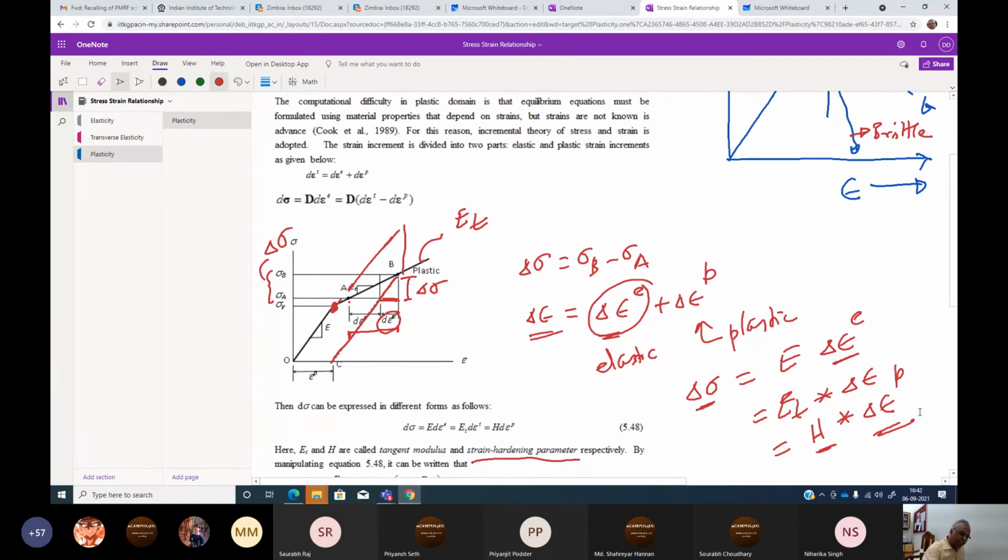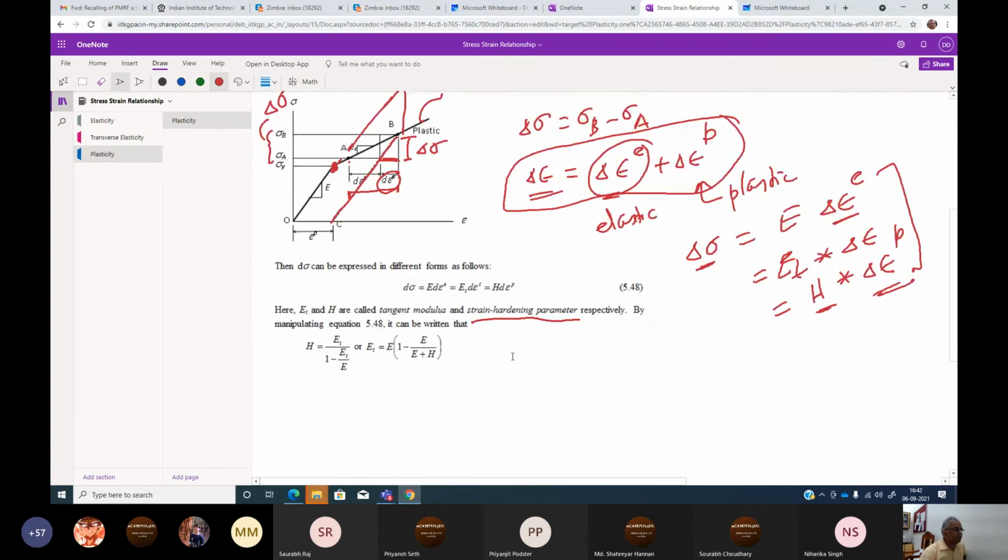So now, with these three equations here and another equation here, we can very well derive a relationship like Et equals E into 1 minus E by E plus H. This is for one dimensional. The same is true for three dimensional also, but I am showing you just the one dimensional case.